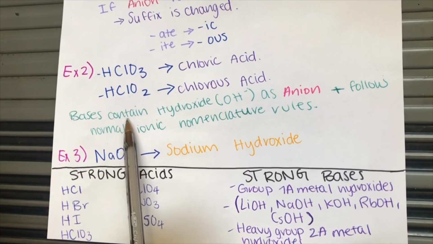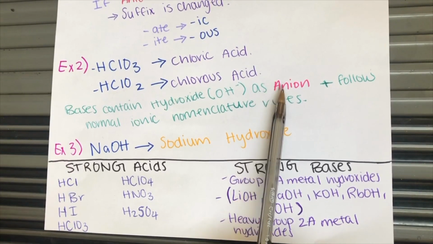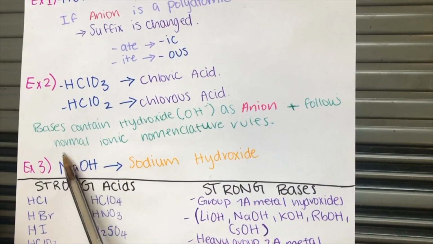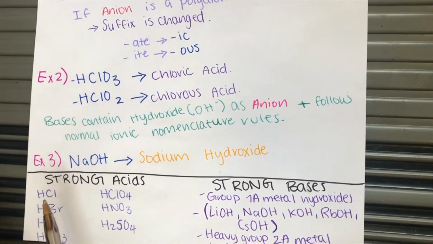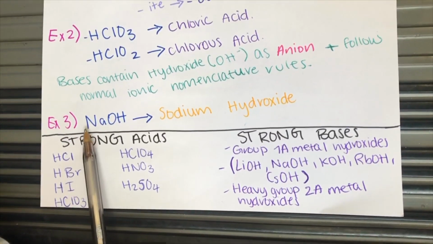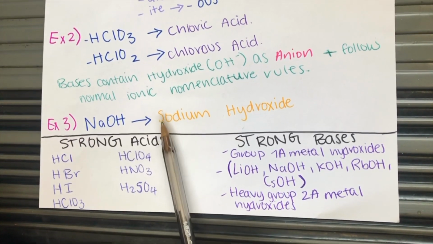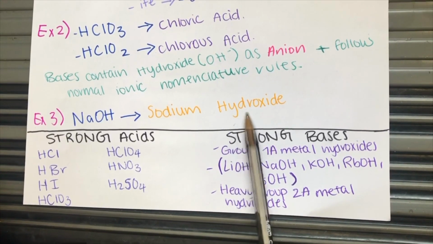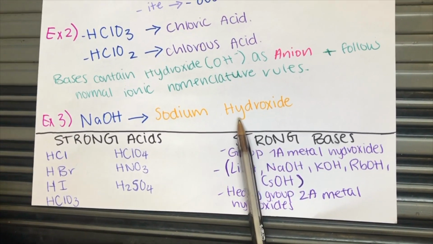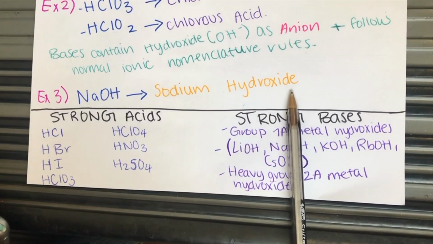The bases that contain hydroxide, which is OH- as an anion, plus a cation, follow the normal ionic nomenclature rules. Example number 3, we have NaOH. So it'll be sodium hydroxide. We don't put hydro in because it has a hydroxide anion as a base, and then we will follow with the IDE, which is the ionic.